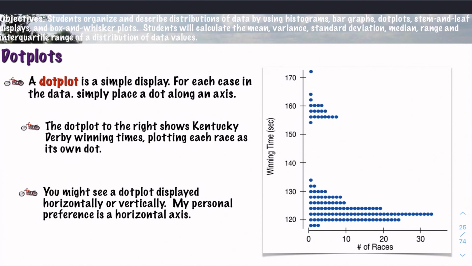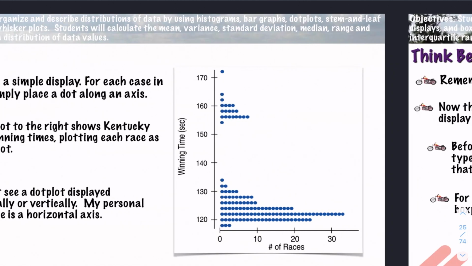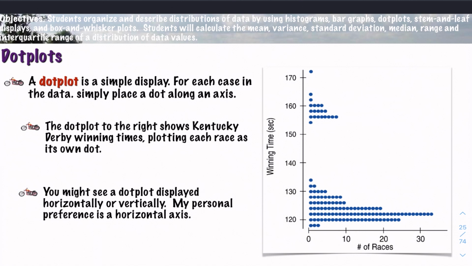Now, you might see a dot plot displayed horizontally or vertically. My personal preference is a horizontal axis, but we work with what we can. And if I asked you, what's going on here? If you had to make any conclusions, we have one set of data that's between 150 and 162 seconds for the winning time for the Kentucky Derby.